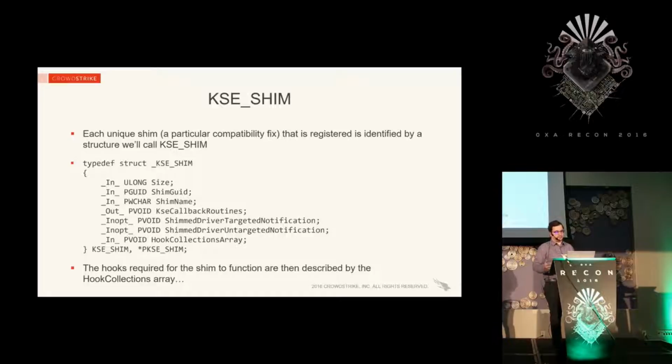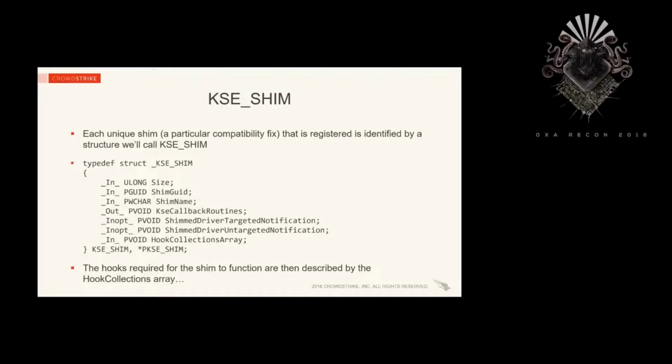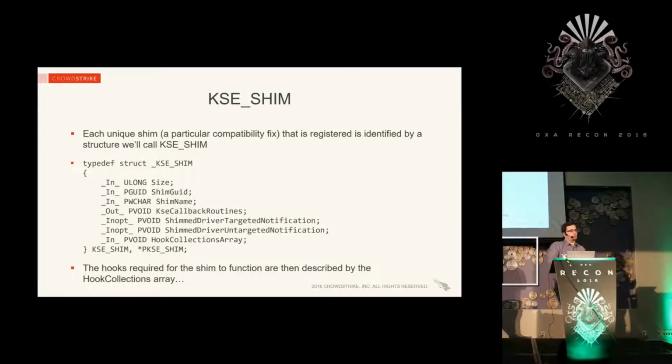It's basically my own definition of it. Fairly easy to reverse. So basically you have the size of KSE Shim, a GUID, and a name. Now the name of the shim that you're registering and the GUID of the shim you're registering must match one of the shims in the SDB file. And the SDB file has your shim name and your GUID. So you can register an arbitrary shim, but nothing will use it because the SDB file won't actually match up to that.